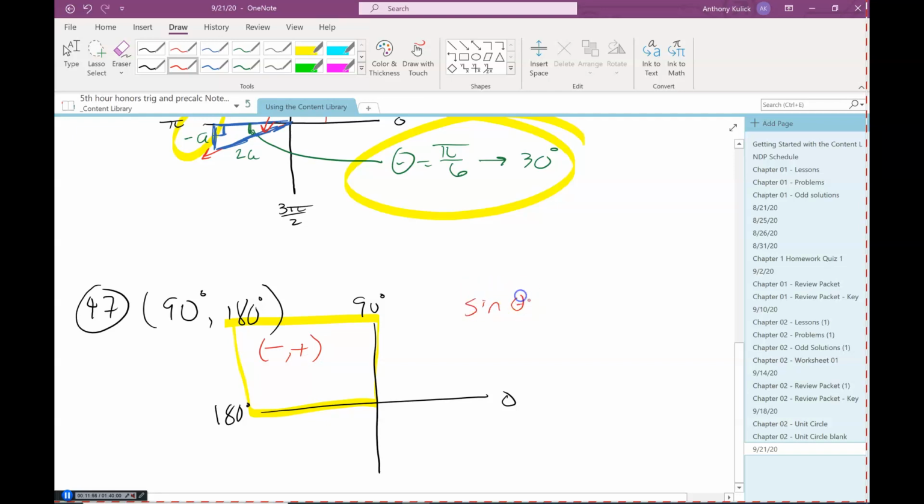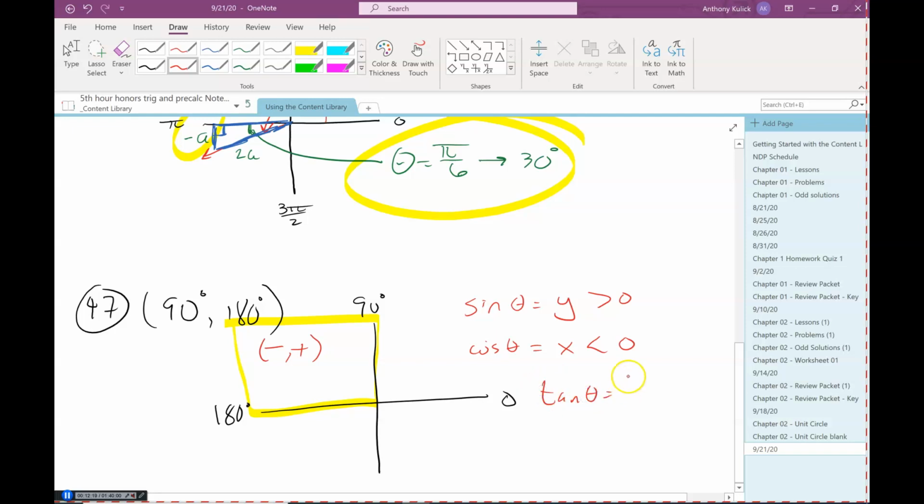Well, I know sine theta is related to the y value, which in this case is going to be positive, so sine is positive. Cosine theta is related to the x-coordinate, which is negative, so cosine should be negative.